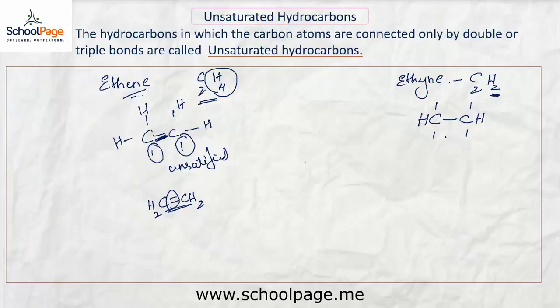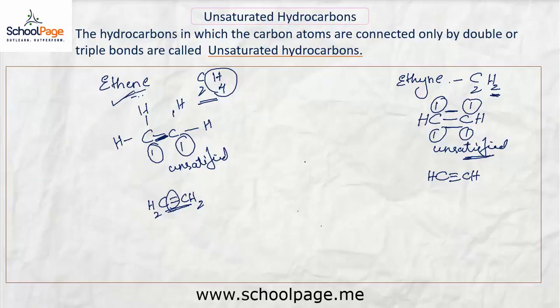There are 2 more valencies of each carbon atom to be satisfied. So this and this will pair up to give one more bond. This and this will pair up to give another bond. So we write the structure of ethyne as CH triple bond CH.